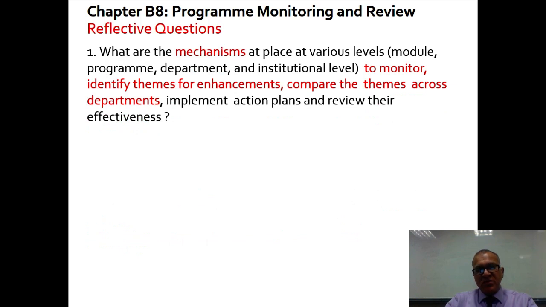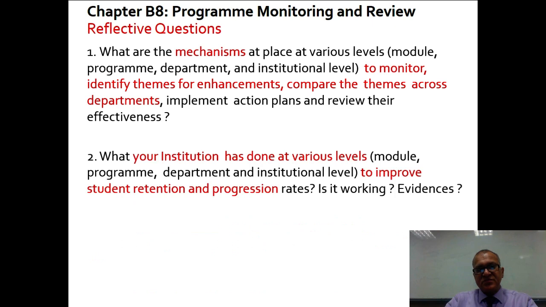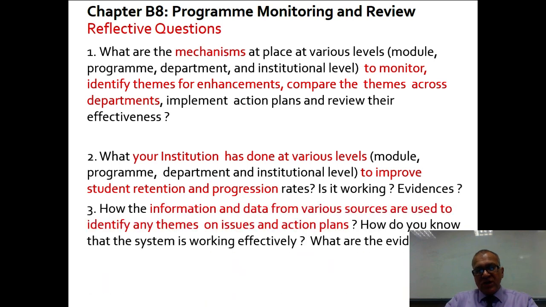One more important part is monitoring the process. What are the mechanisms in place at various levels, say module monitoring, department level, program level, institution level, to monitor, identify themes for enhancement, compare the themes across departments, and implement actions to review effectiveness. What has your institution done at various levels, at module level, at program level, at department level, at institution level, to improve student retention and progress rate? How is the data from various sources used to identify any themes on issues and the action plans for the students? How do you know that this system is working effectively?